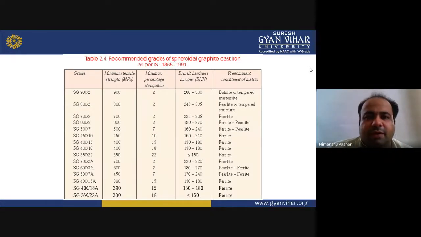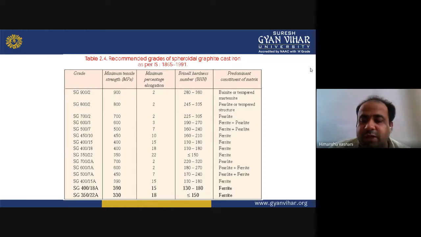Okay, it has the grades of spheroidal graphite cast iron, and you can see the grade SG 900/2. Here it shows that the minimum tensile strength is 900 and the minimum percentage elongation is 2. The hardness is given as 280 to 360, and the constituent of the matrix is bainite or tempered martensite.